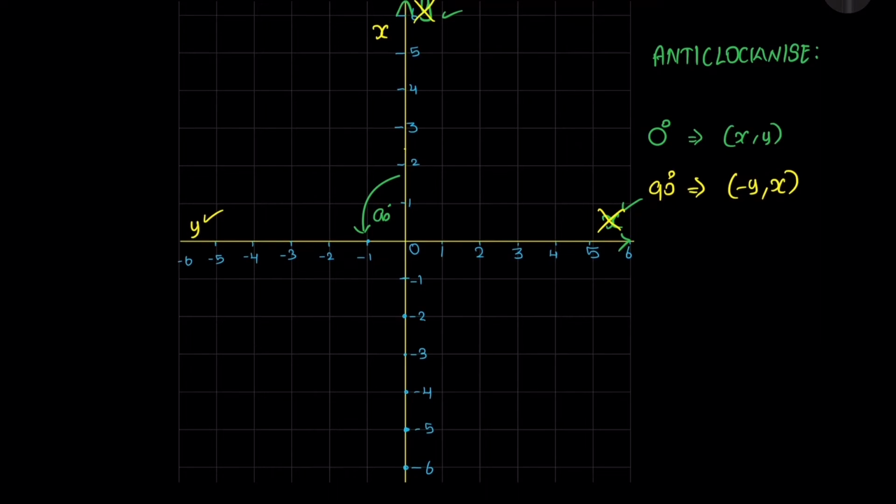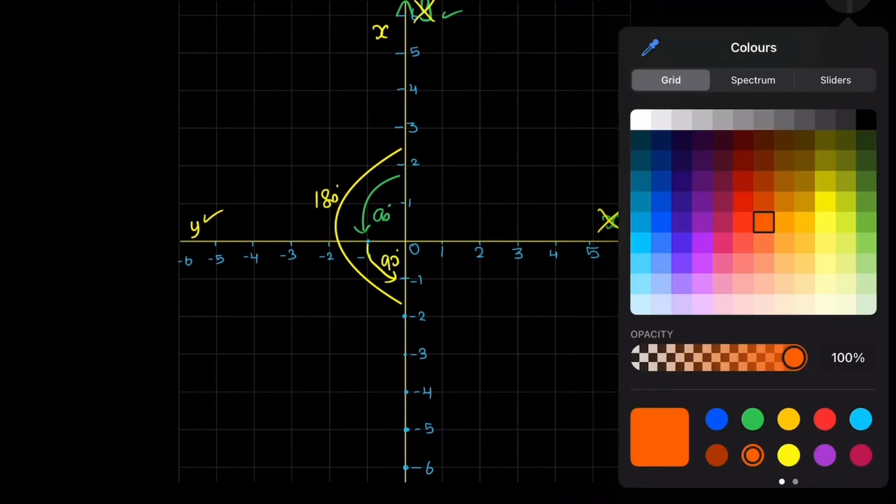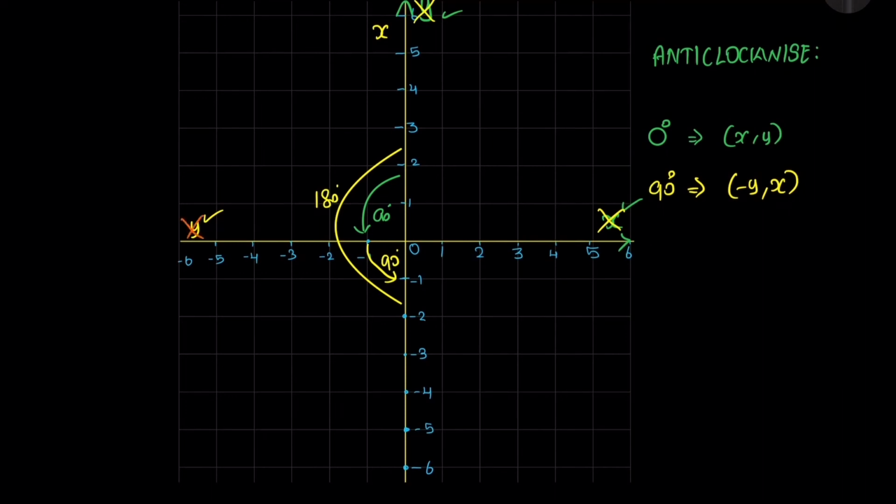Now 180 degree. From this part we need to rotate 90 degree again. This y is moving to the bottom and this x is moving to this place. At 180 degree anticlockwise, what is the position? The x-axis will become minus x and the y position is minus y.